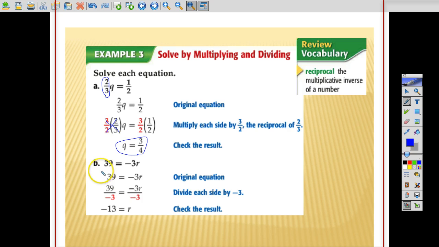Okay, next problem. 39 equals negative 3r. In order to have r by itself, you need to get rid of negative 3. But this is negative 3 times r. So we are going to divide by negative 3 on each side, because that would cancel the negative 3's out. And now you have r equals negative 13. And you would write your final answer as r equals negative 13.